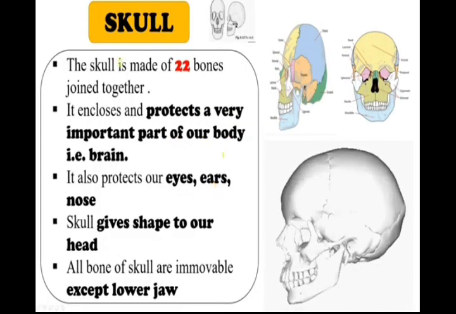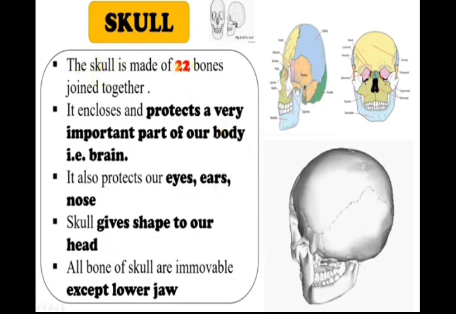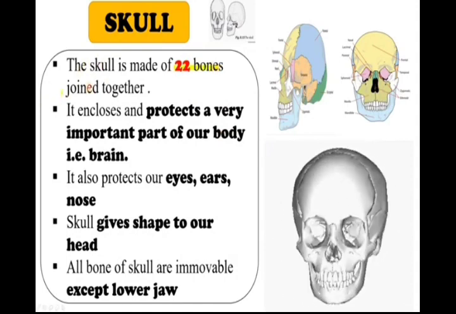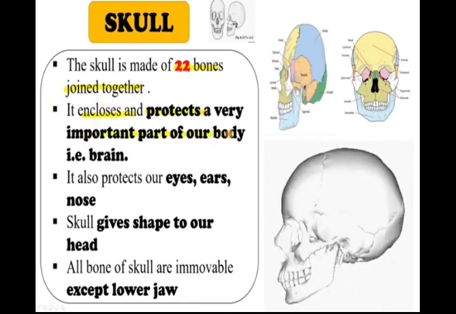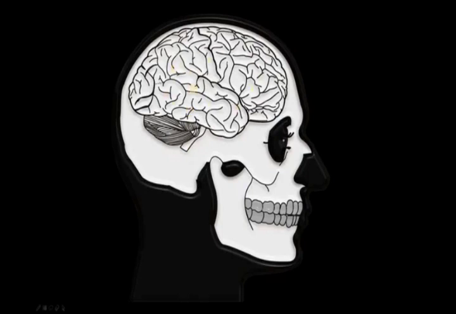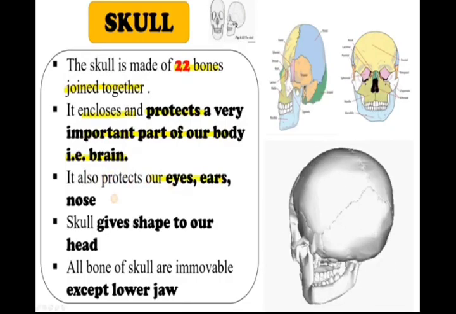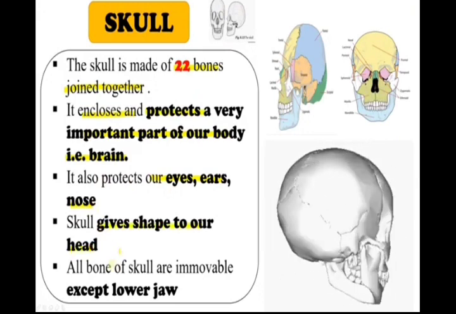The internal X-ray. And the skull is made up of 22 bones joined together. It encloses and protects a very important part of our body, the brain. Look here. The brain is protected by the strongest part, called the skull. And the second function: it also protects our eyes, ears, and nose, and the skull gives shape to our head.